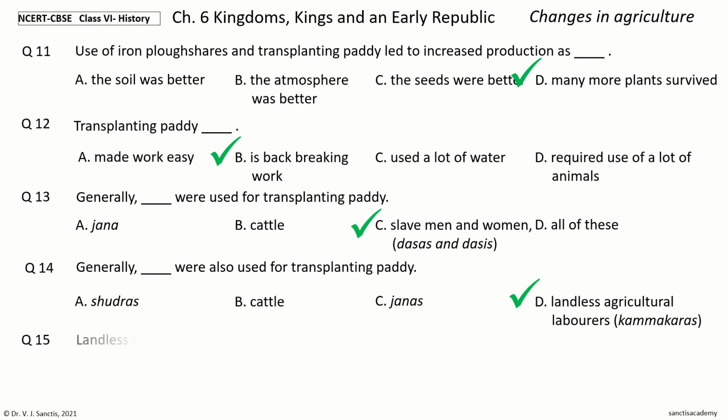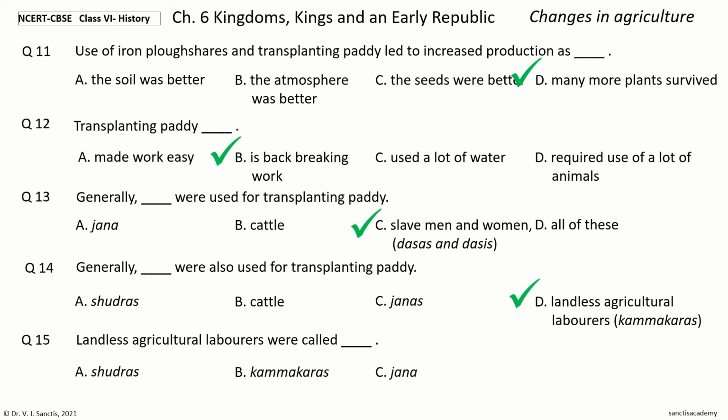Last question. Landless agricultural laborers were called dash. The options are Shudras, Kamakaras, Jana, Dasas and Dasis. Your time to choose. And the answer is Kamakaras. So, landless agricultural laborers were called Kamakaras.